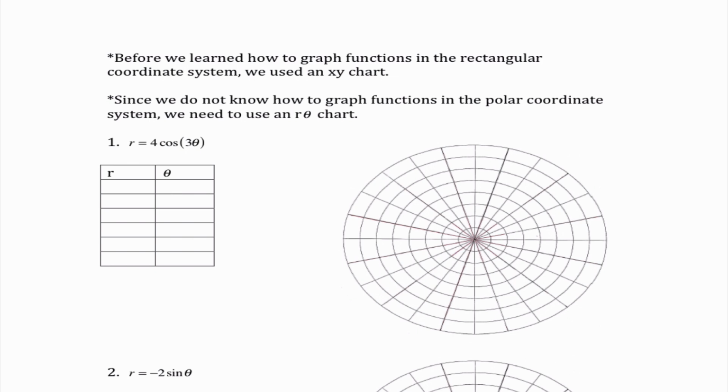So, since we don't know how to graph functions in the polar coordinate system, we need to use an r theta chart. So our first equation is r equals 4 cosine 3 theta. So I have gone ahead and I've made an r theta chart for us. And the key to doing this is I need to do as much work as possible until we see a pattern.